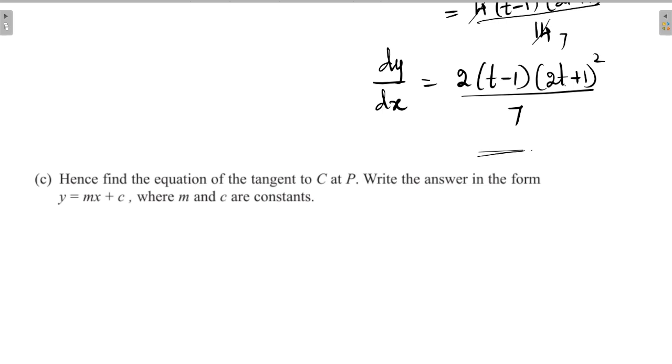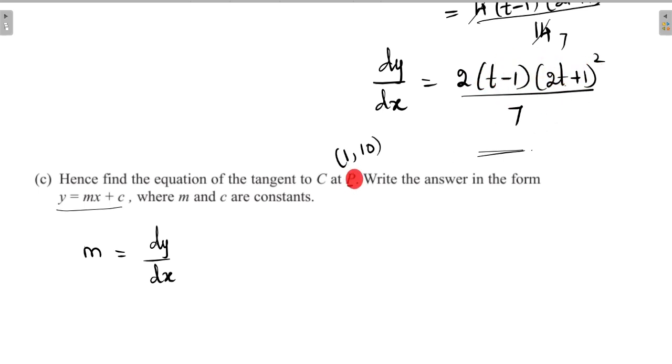Part C. Hence find the equation of the tangent to the curve at the point P. Already we found the coordinates of P, that is x and y coordinates are 1, 10. Write the answer in the form y equal to mx plus c, where m and c are constants. We know that m is the gradient of the curve, which is dy by dx.